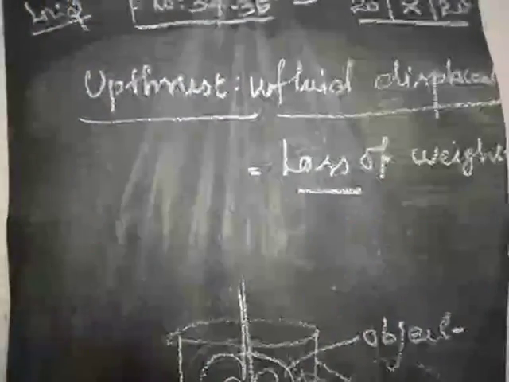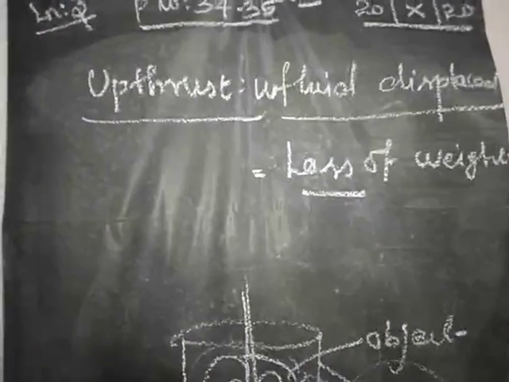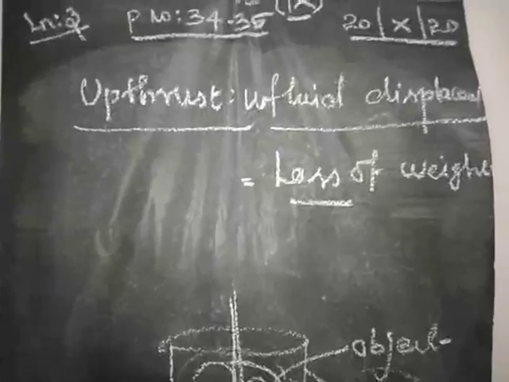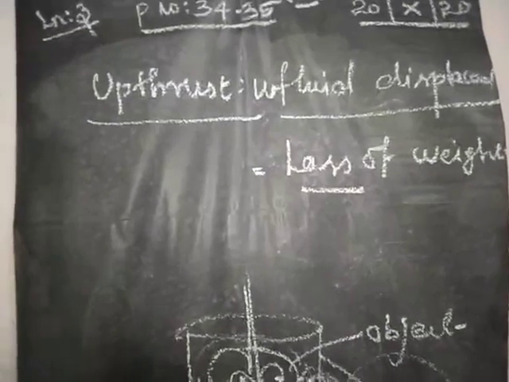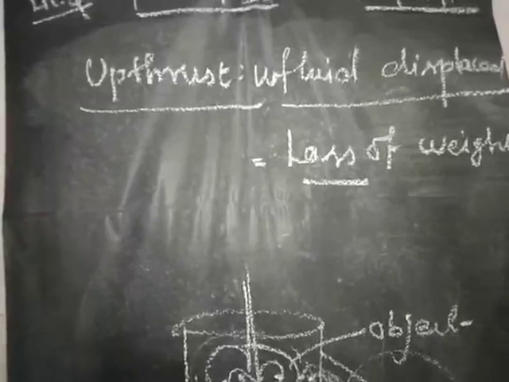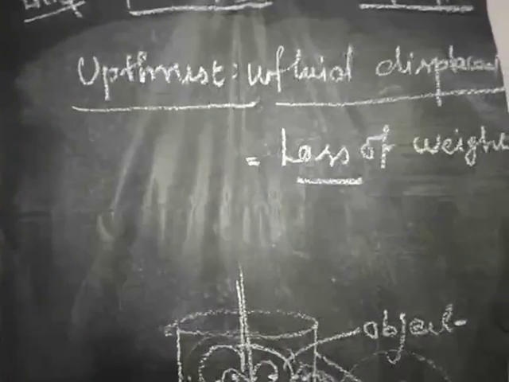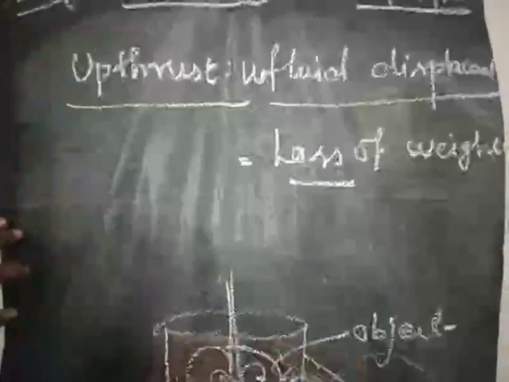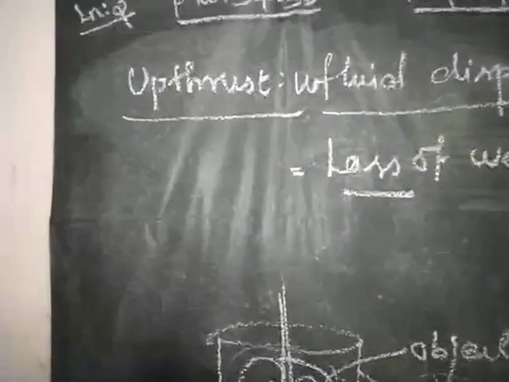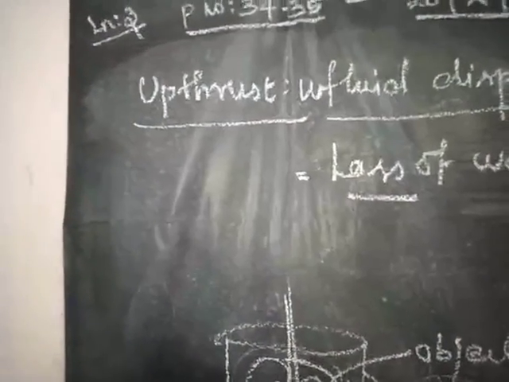Next one, apparent weight of an object. The apparent weight of an object is equal to the true weight of the object in air minus the upthrust. Upthrust is nothing but how much amount of water is coming outside. In this way we find the weight of the object.